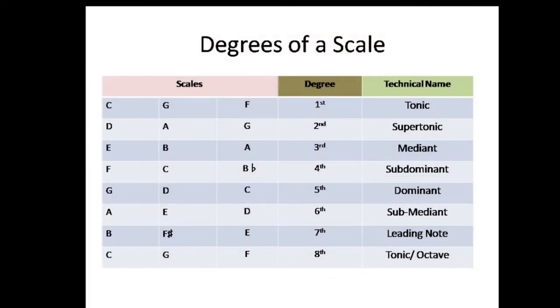The degrees of a scale. So we're going to look at the degrees and the technical names of each scale. The first scale, as we have learned, is called C major. By following the circle of fifths, which I have explained earlier, which is a map, we can derive the next scale, which is a G scale.